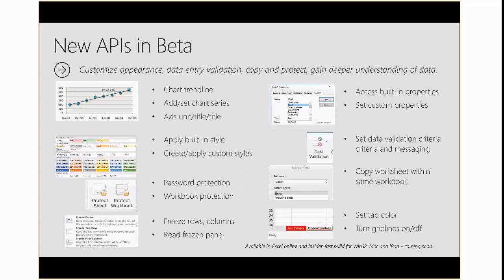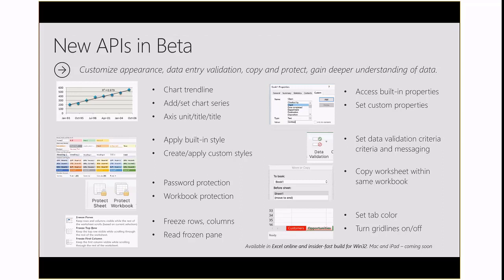So starting with a lot of additions to charting. We've already had chart APIs, but we're making it much richer, with more formatting APIs. For instance, adding Trendline, setting the chart series or axis unit title setting capabilities. And then we're introducing Excel range styles, which means that you can apply a built-in style or create your own custom style and apply across any other range in the workbook.